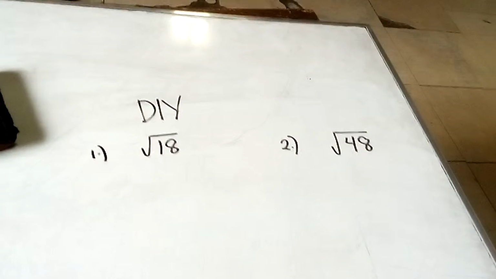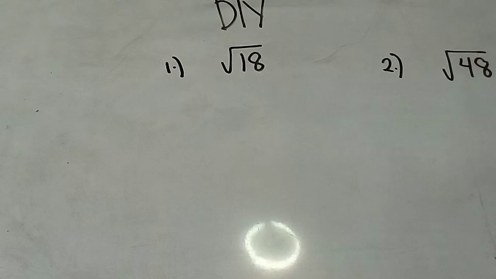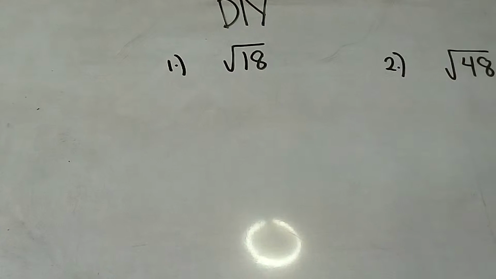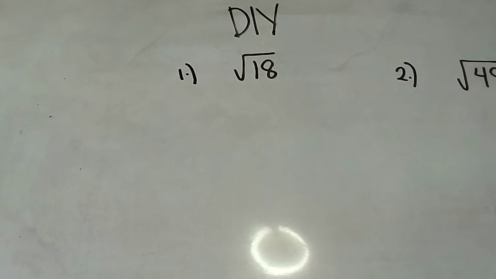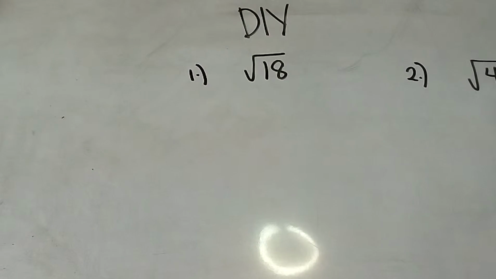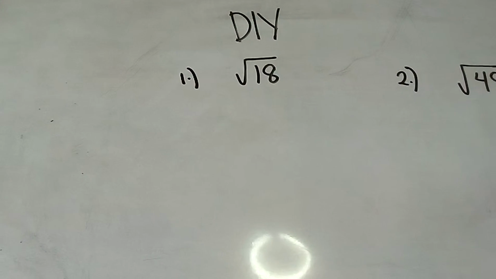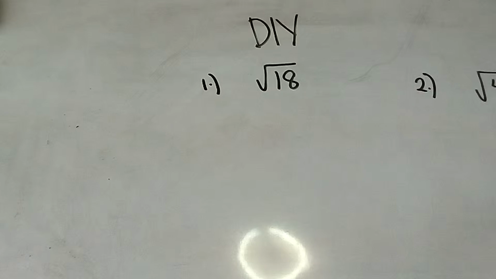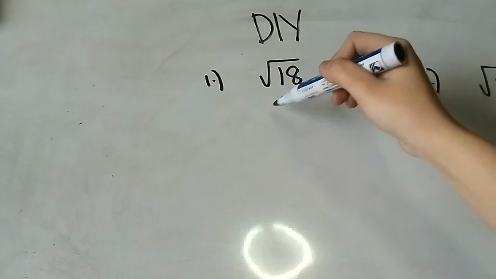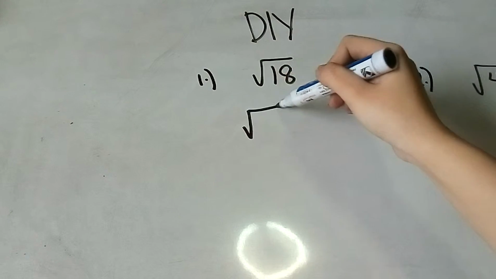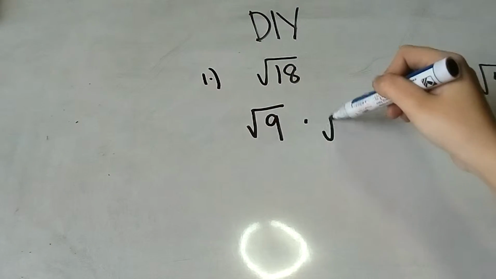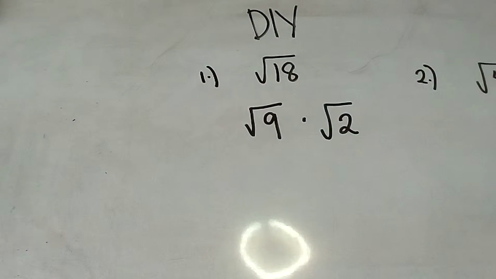Problem number 1. Square root of 18. You need to find factors of 18 that have a perfect square. Example, 9 and 2. Square root of 18 is the product of square root of 9 and square root of 2.